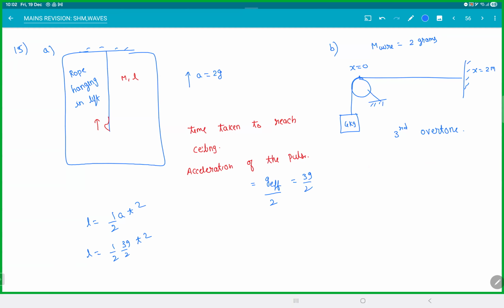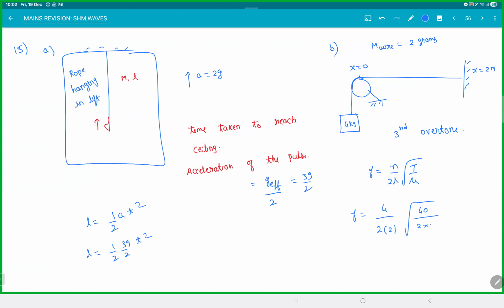What about this guy? So, I hope you remember the formula. F is equal to n by 2L root over T by mu. Direct formula substitution. Third overtone, matlab fourth harmonic. Length of the string is 2 meters. Tension is equal to 40. Mu is what? Mass per unit length in kgs.